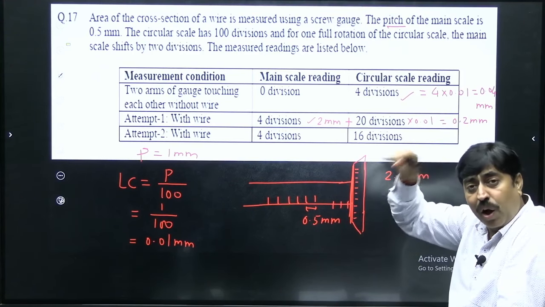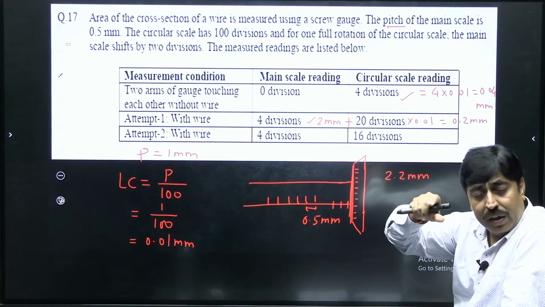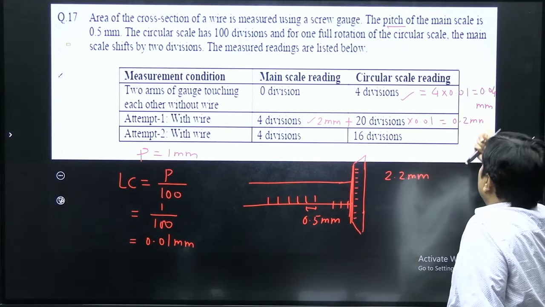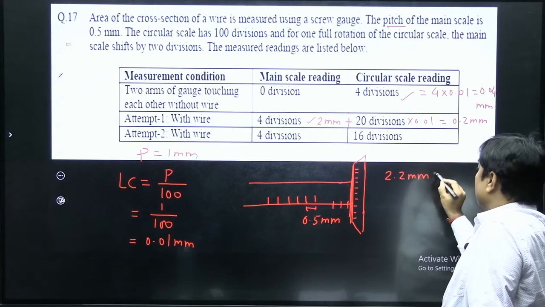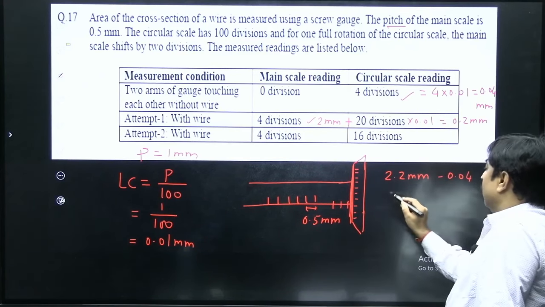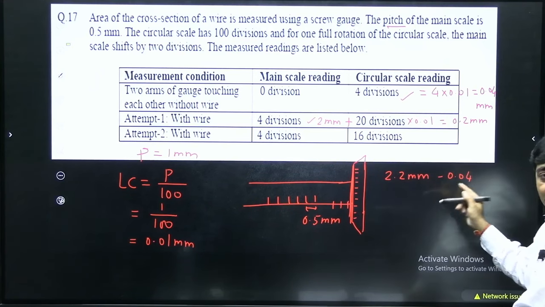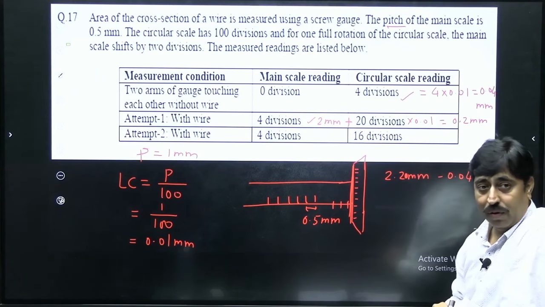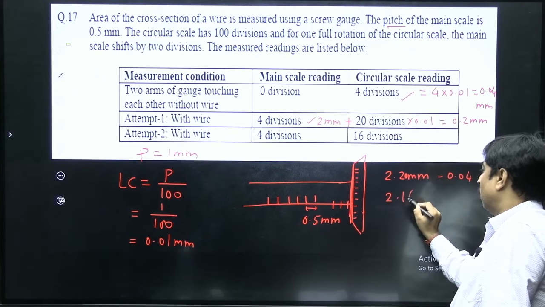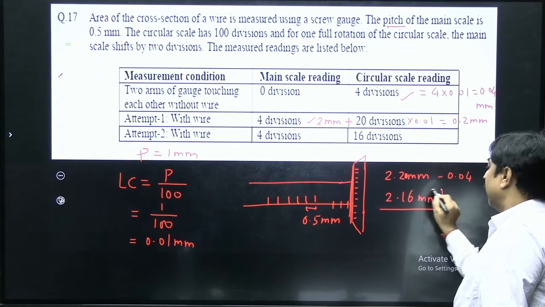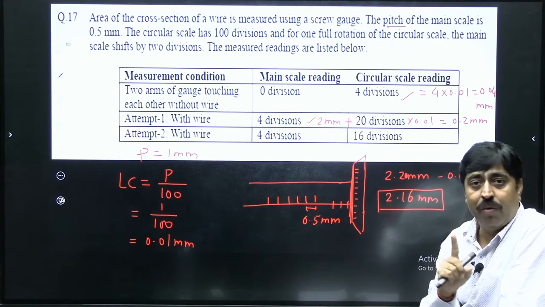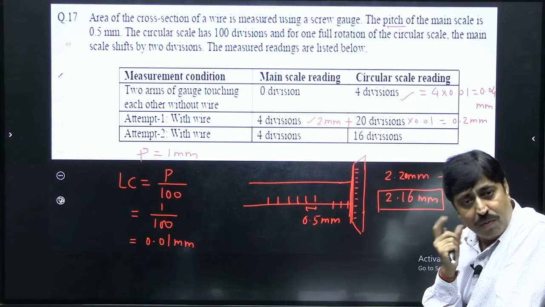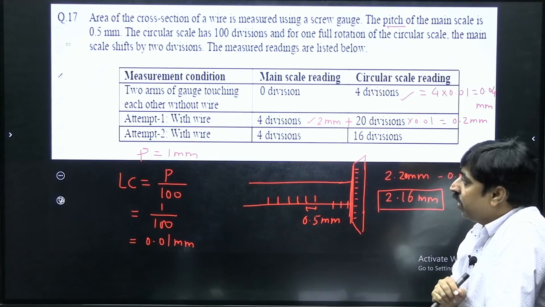2.2 millimeter. But again, recall that this screw gauge is faulty. It has some zero error, and it shows an excess reading of 0.04 millimeter that needs to be subtracted. So this becomes 2.20 minus 0.04, which is 2.16. This is our first reading. After taking one reading, we will say that the diameter is 2.16. Move on to the second reading.